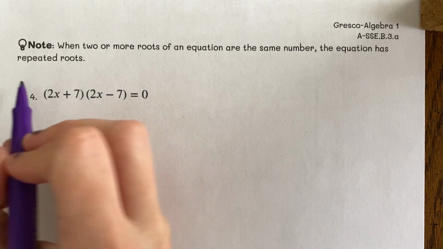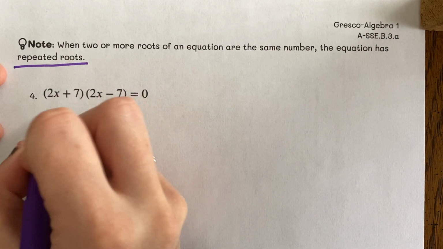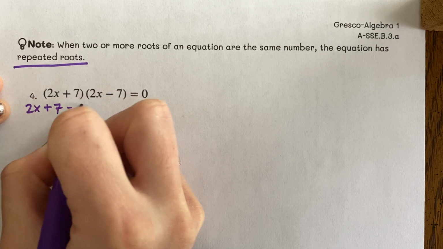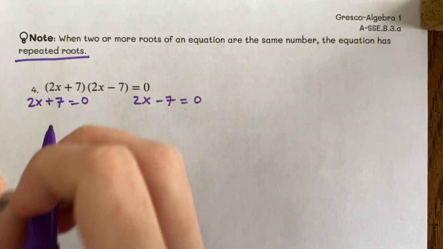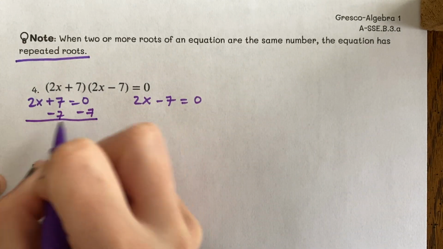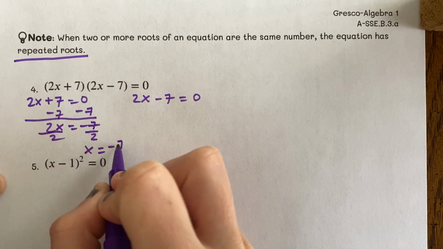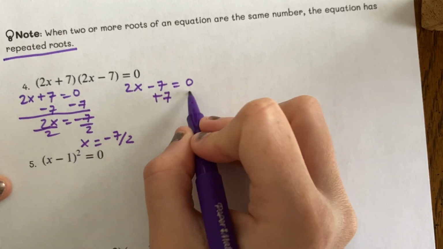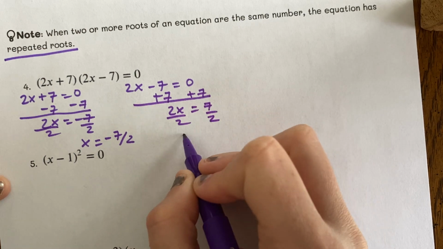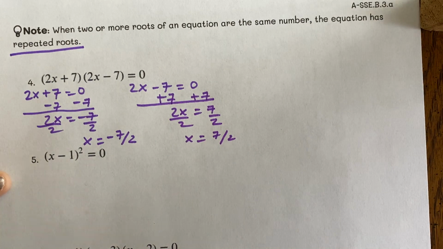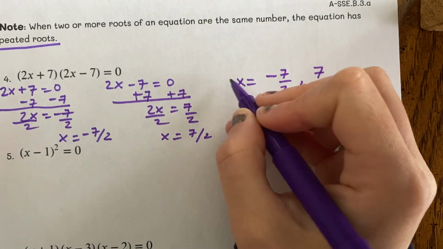All right, so then on the next page, sometimes when a root shows up more than once, we have what's called a repeated root. So we might see that in some of the examples below, right? So if we have 2x plus 7 here, and we have 2x minus 7 equals 0. So we're going to subtract 7. 2x equals negative 7, divide by 2. So I get x equals negative 7 over 2. I'm going to add 7. 2x equals 7, divide by 2. So I get x equals 7 over 2. So for my solutions, I get x equals negative 7 over 2 and positive 7 over 2.